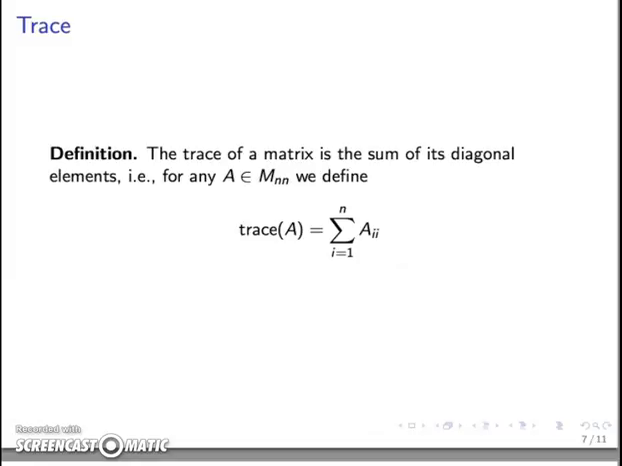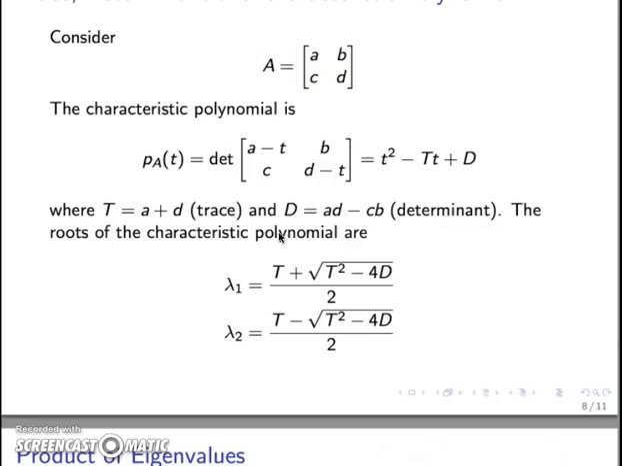So here's another definition. It's called the trace of a matrix, and it consists of the scalar obtained by adding up all the entries that appear on the diagonal of the matrix. This is another way of writing A11 added to A22 added to A33 all the way through A sub n. This is known as the trace of the matrix.